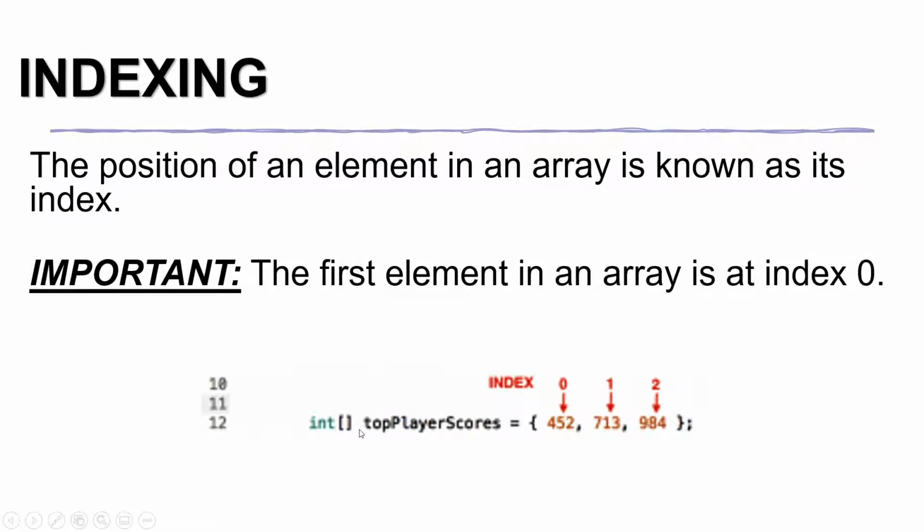So if we were to be working with this array here, we would say that 452 is at index 0, 713 is at index 1, and 984 is being stored in index 2. So the indexes are 0, 1, 2, but it's a 3-element array.